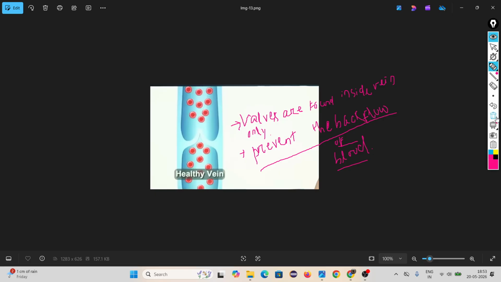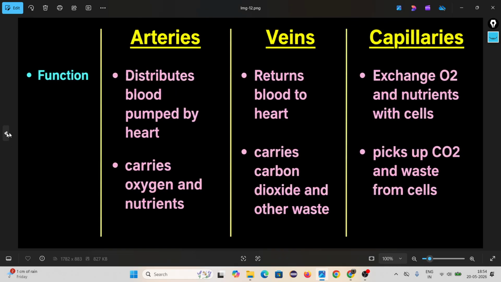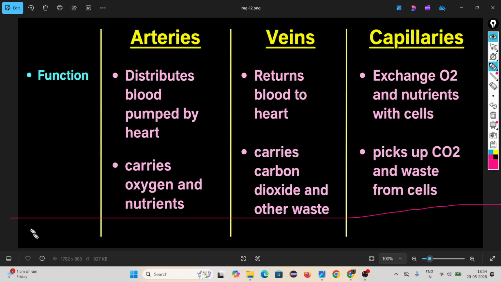Here that is missing, you have to write it down by looking at the video. Valves are absent in arteries, present in veins, absent in capillaries. Then what is the function? Distribute blood pumped by heart.